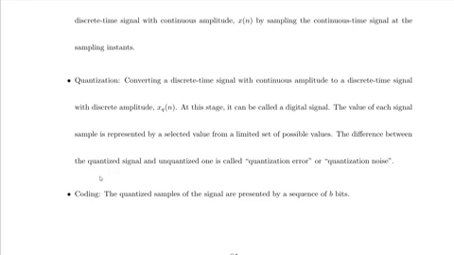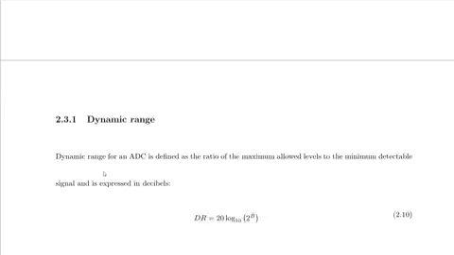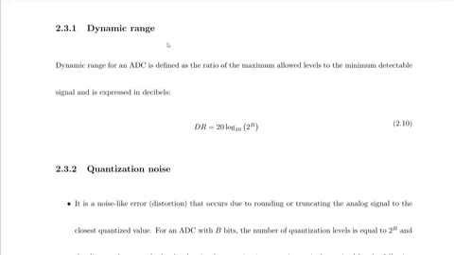Coding: the quantized samples of the signal are represented by a sequence of B bits. Dynamic range: the dynamic range for an ADC is defined as the ratio of the maximum allowed level to the minimum detectable signal and is expressed in decibels as DR = 20 log10(2^B), where B represents the number of bits in the ADC.